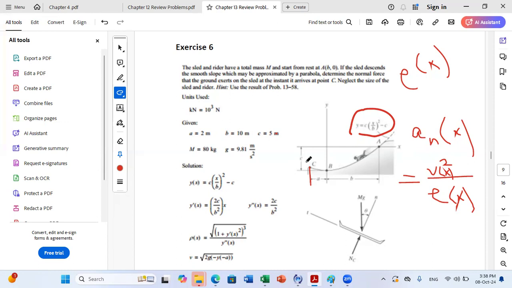As you know, chapters are always related to each other. So here we need chapter 13 to apply sum of forces: sum of n equals man, sum of t equals mat. But we also need the concept of chapter 12 to be able to calculate v at any position x. To do this, let us think together. You know the initial condition at a, you know the velocity at a, and you want to get the velocity at any other point.